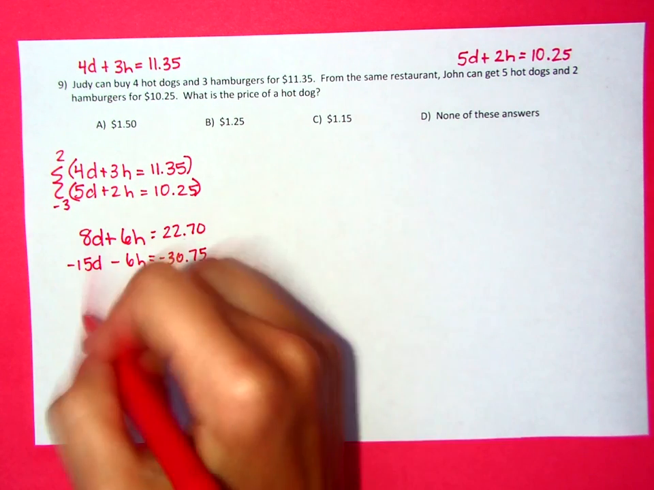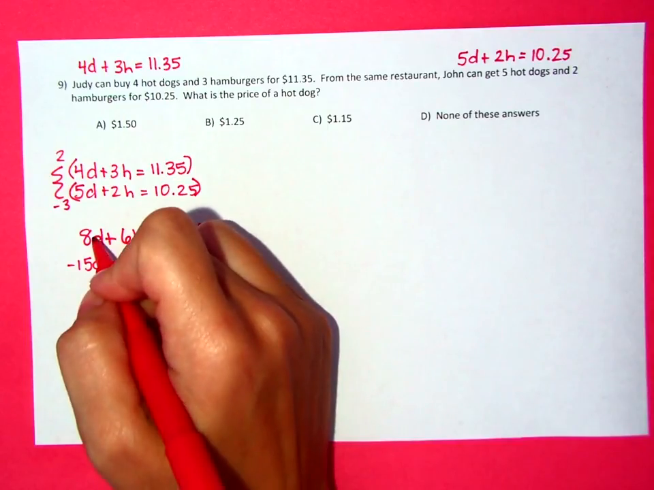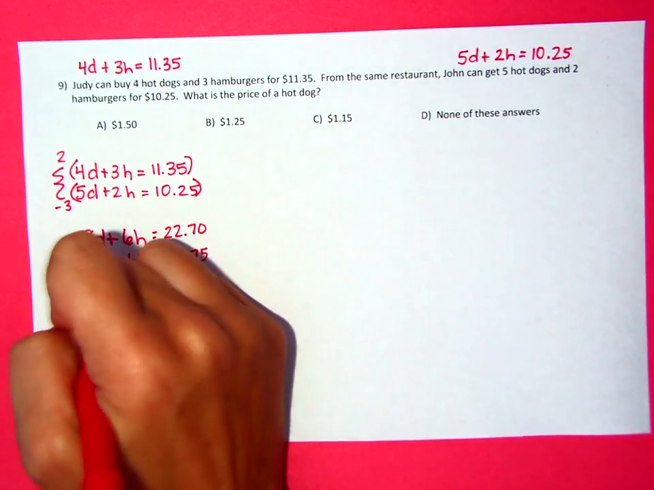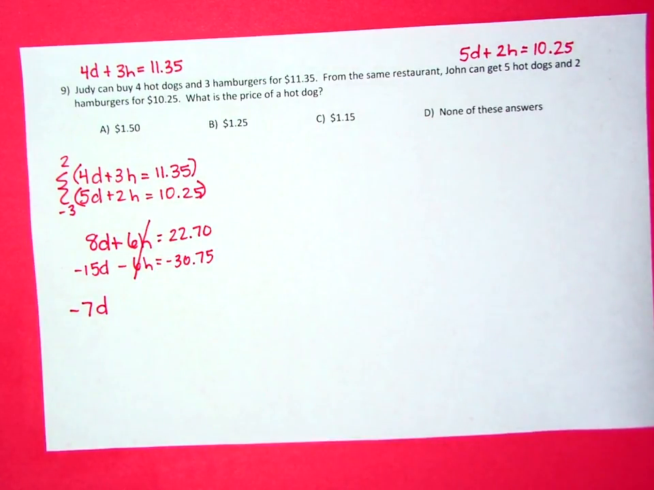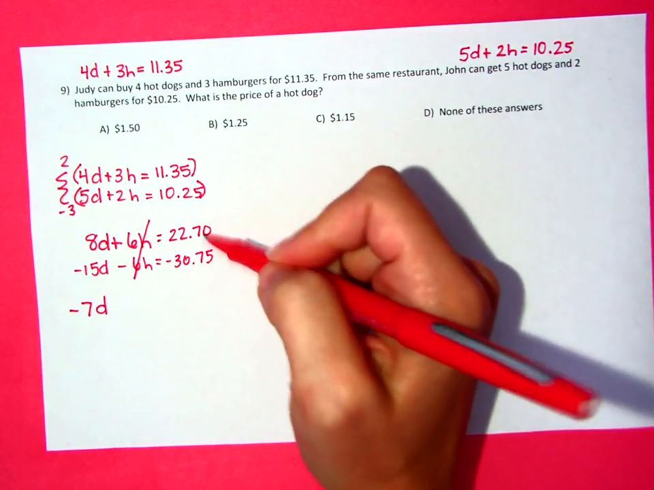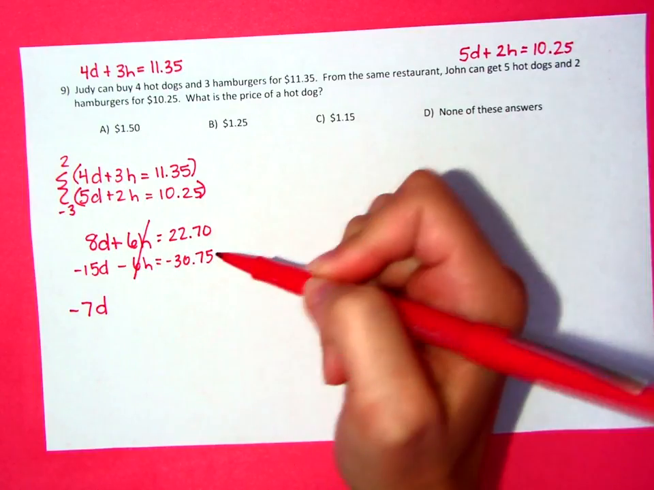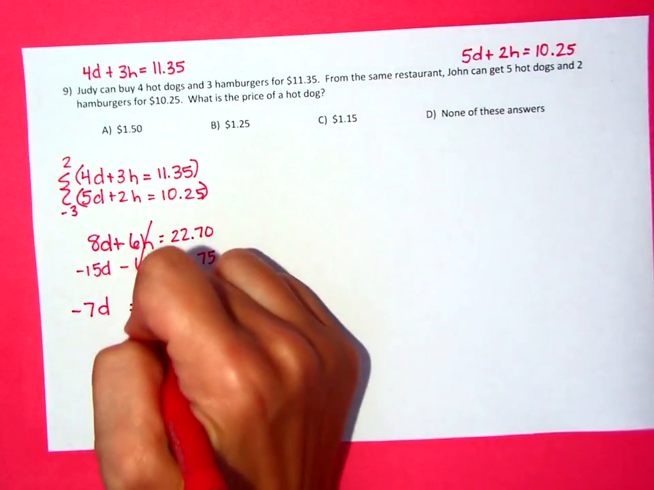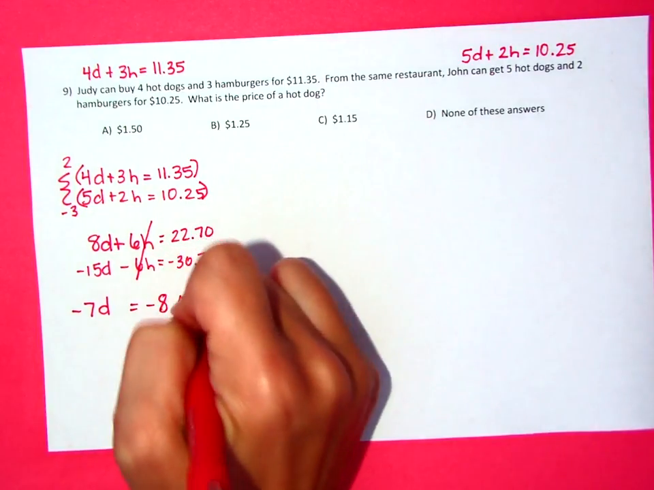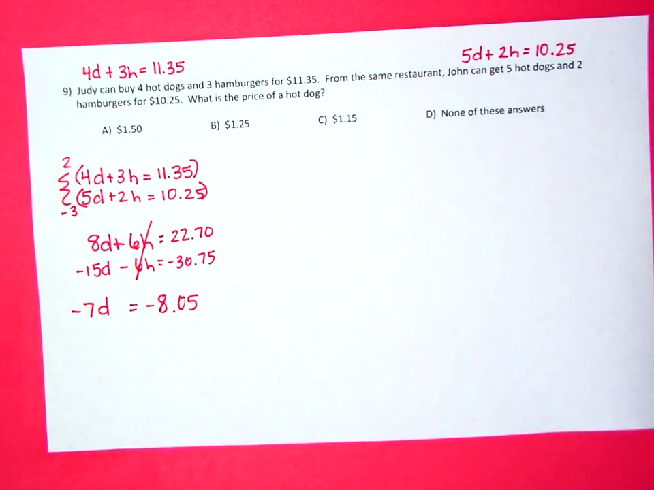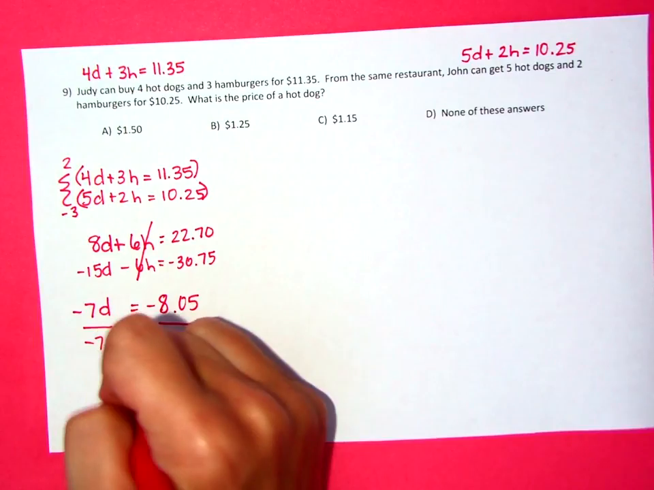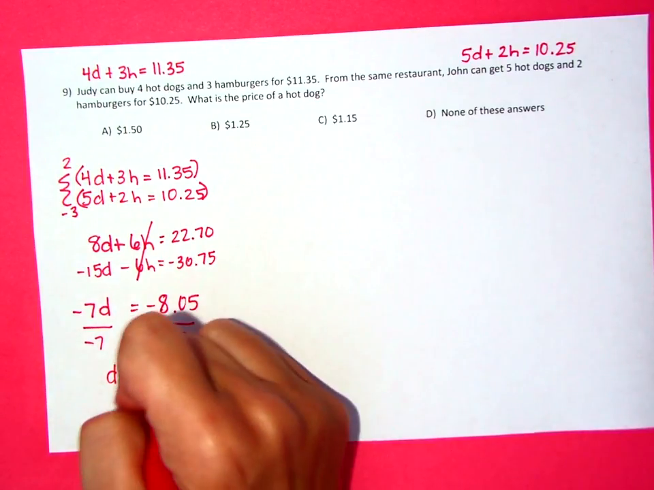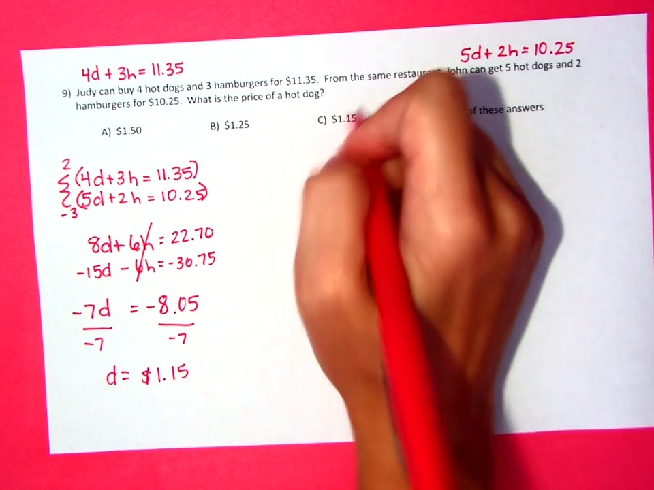When we add straight down, we just add everything up together. So this 8D plus this negative 15D would give me negative 7D. These H's, 6H plus negative 6H, they cancel. And then the last thing I want to do is add straight down with those numbers that you see there. So I want to do 22.70 plus, or in this case, minus 30.75. When I do that, I'm going to get negative 8.05. Now, all we have to do to solve this is divide both sides by negative 7. What I do to one side, I do to the other, and that gives me that the price of a single hot dog is actually going to be $1.15 when I divide. So that would be answer choice C.